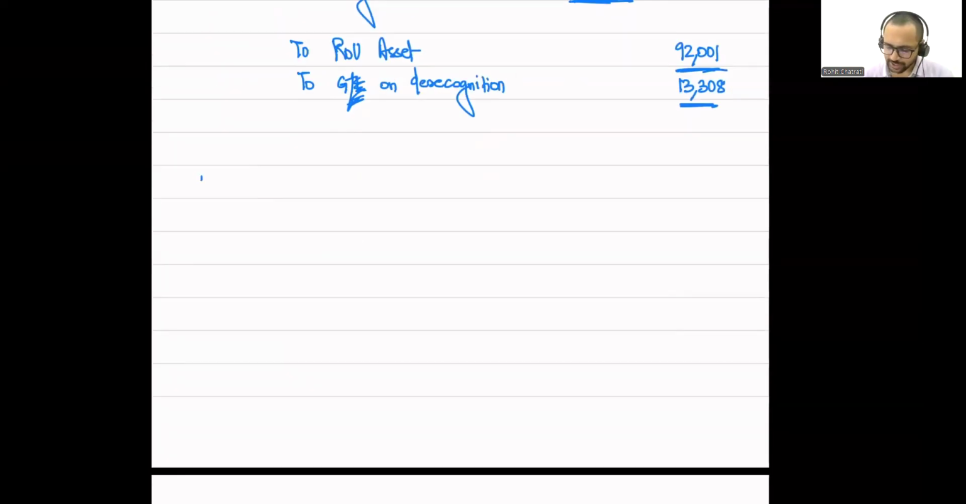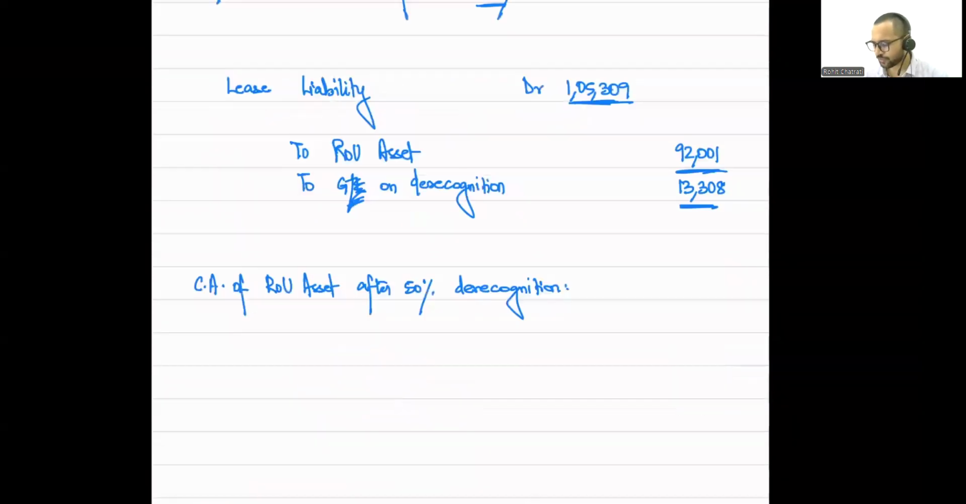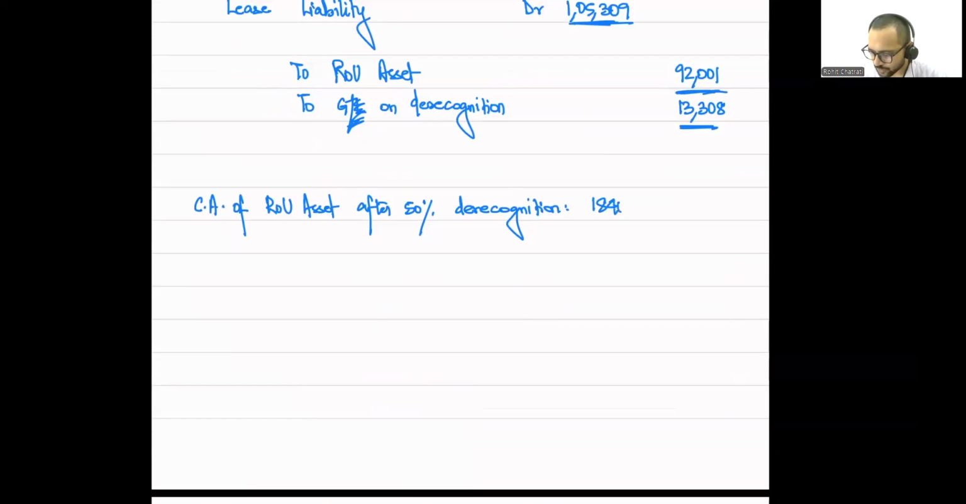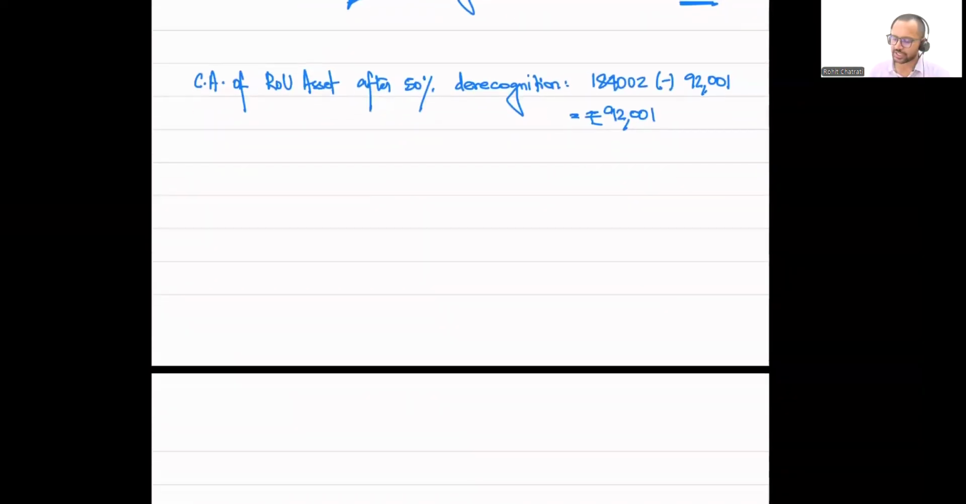Now, after this derecognition, the carrying amount of ROU asset, after 50% derecognition, will be equal to: I had a balance of 184,002. I reduced 92,001 from it. Therefore, I will be left with a balance of 92,001 rupees after derecognition.